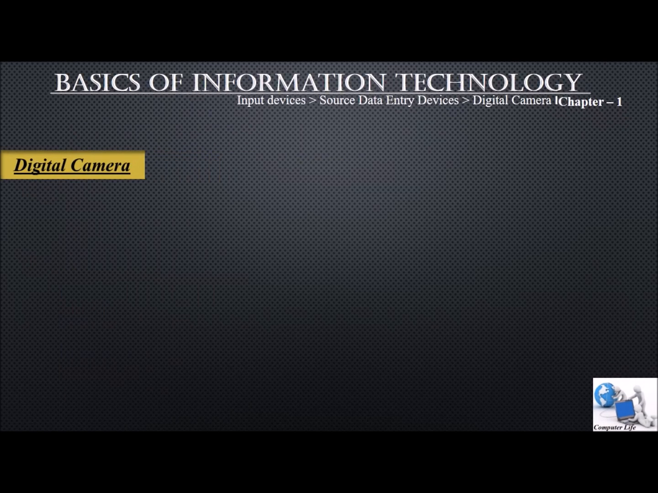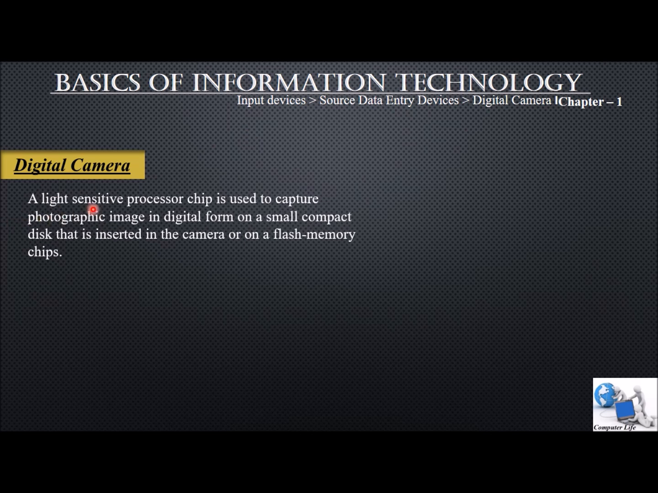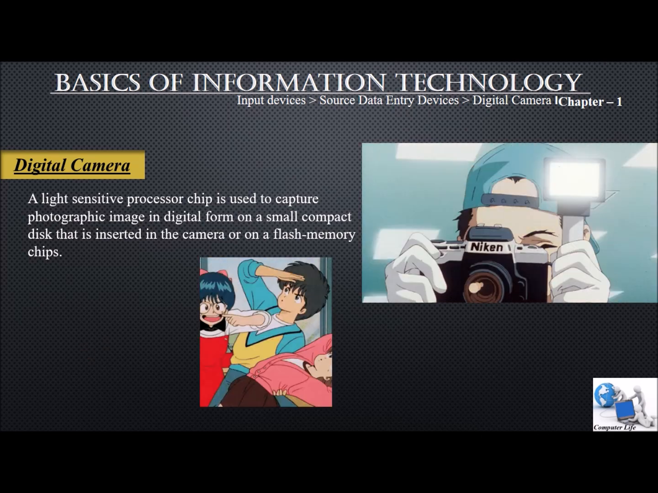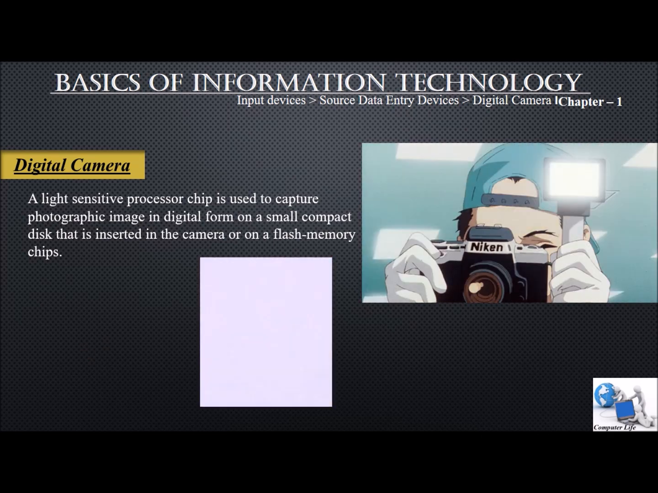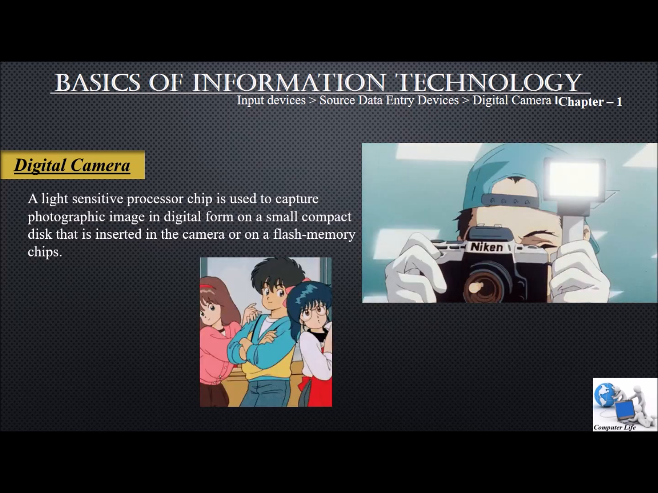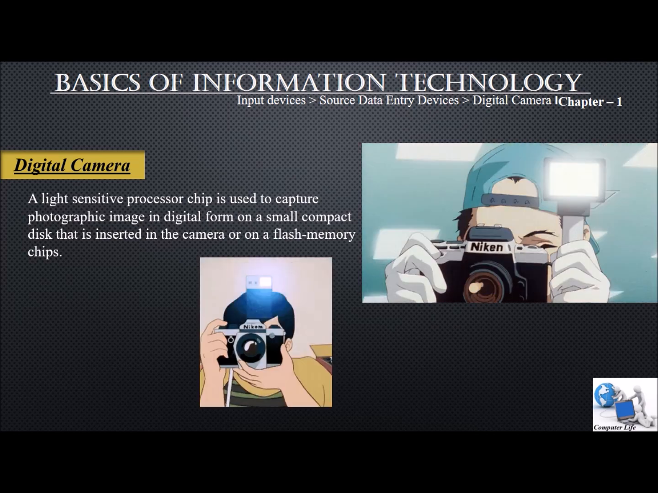Digital camera is the last source data entry device that we will discuss today. A digital camera provides highly qualitative images. In the digital camera, a light-sensitive processor chip is used to capture a photographic image in digital form on a small compact disc that is inserted in the camera or on flash memory chips, as you can see in the picture. Now I'll show you another picture where you can see that the person is taking pictures from different angles. Those pictures we can store and use in future and for the memory of the event.